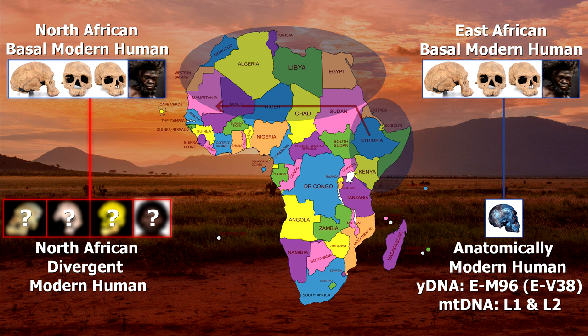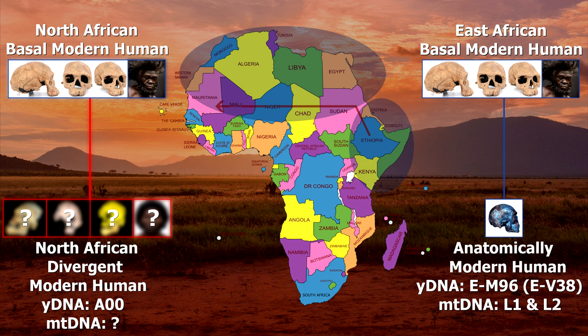The North African divergent modern humans would have also carried subclades of paternal haplogroup A00 and subclades of an unknown maternal haplogroup or multiple unknown maternal haplogroups. As the deep modern human and archaic ancestry of West Africans comprises a minority of their DNA, the anatomically modern human ancestors of West Africans either outnumbered the North African divergent modern humans or did not breed with them extensively.